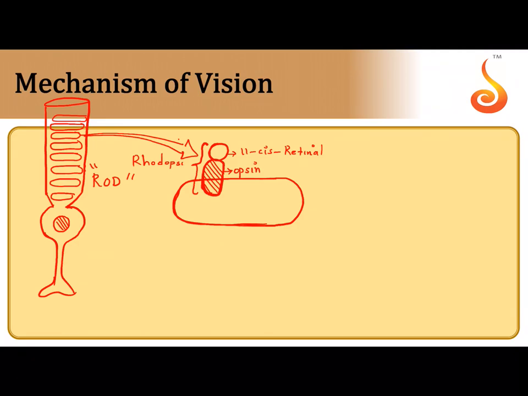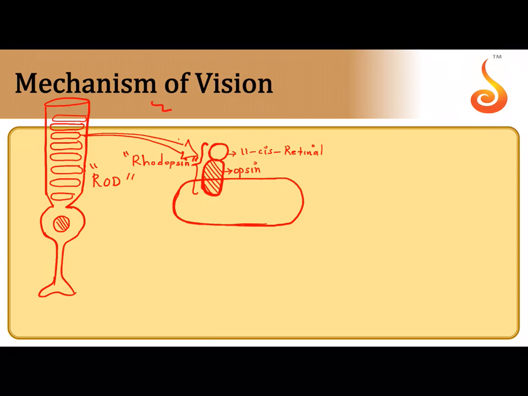I hope you know that rhodopsin is sensitive to dim vision. It is meant for scotopic vision. Dim vision means scotopic vision. Bright vision is in the cone, and that is called photopic vision. Here it is nothing but dim vision, that is the scotopic vision. So this is referred to as rhodopsin or the visual purple.